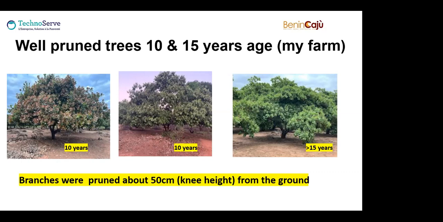The right-hand side is a tree which is about, I think, 20 years. But you can see, because it was grafted, it's not very tall. This is one of the hybrids which were crossed, one of my best varieties. You can see that the tree trunk is very small. I didn't prune all the branches on the trunk above 50 centimeters. All of them were maintained at almost 50 centimeters. And from far, you see the canopy rather than the trunk of the tree. Next.